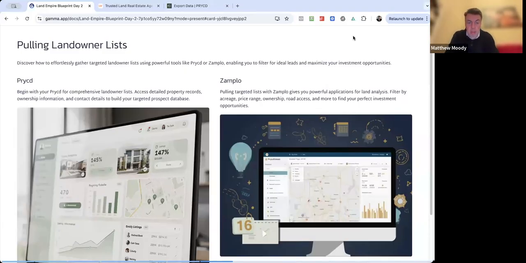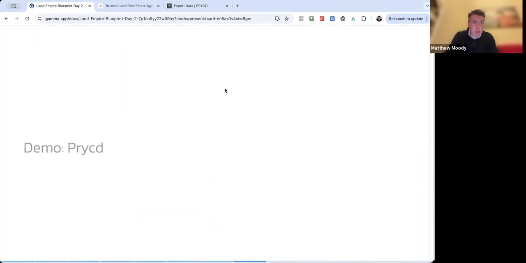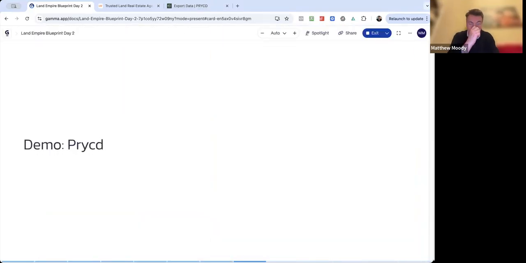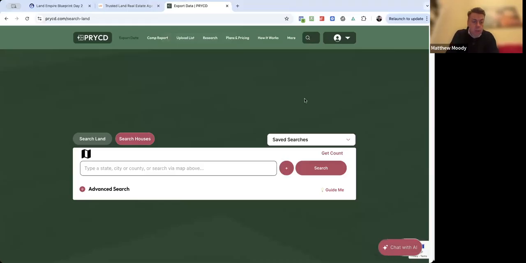And you can pull lists, which you can then use in your messaging system to essentially contact people. So we're going to do a demo of Price for you so you can see exactly how that works. So we are in Price right now. I'm just going to choose some criteria that we've already had just so it's quicker to get in and we don't have to do all of the little filters.